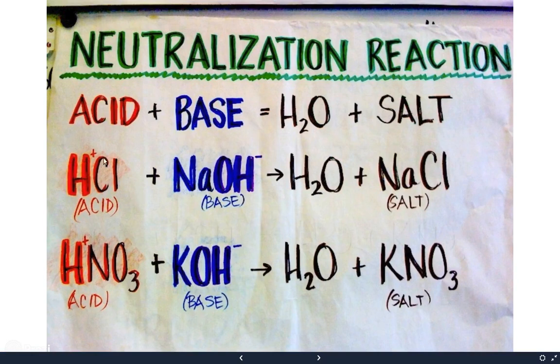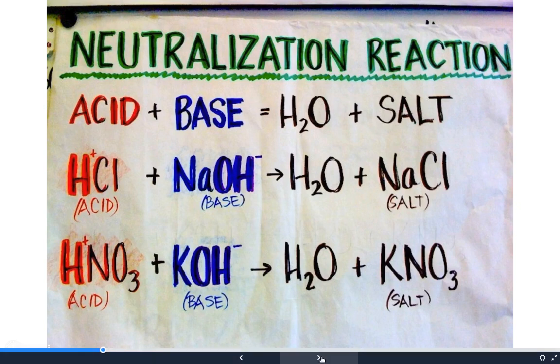Here we have the positive and the negative, and the positive and the negative, they switch partners. The H goes with the OH to form water. The Na goes to the Cl to form salt. So a double replacement reaction is also a neutralization reaction here. The H goes with the OH, the positive goes with the negative, and this positive goes with that negative to form water and KNO3. It always forms water and a salt. Water and a salt every single time.